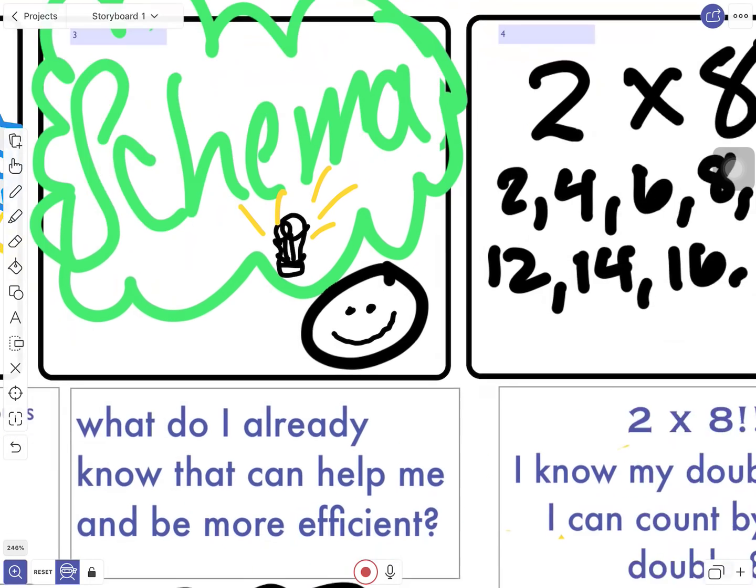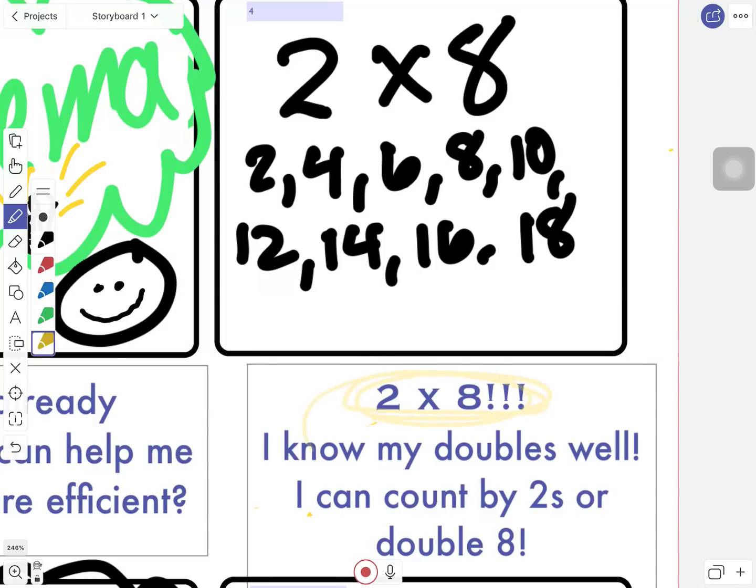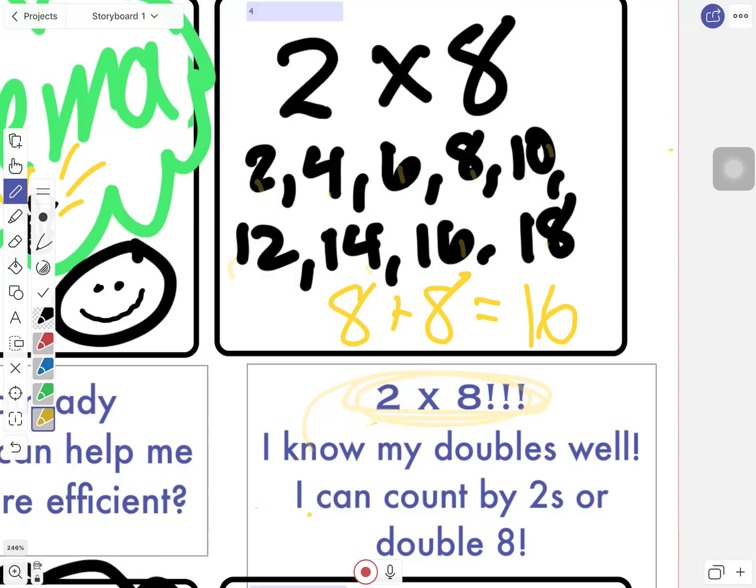I know that 2 times 8, I know my doubles really well. I know that I can count by 2s or I can just double 8. So I feel really good about that. I can do 2, 4, 6, 8, 10, 12, 14, 16. Or I could also just say 8 plus 8 equals 16 because that's 2 groups of 8. So I know that 2 times 8 is the product 16. I feel real good about that.